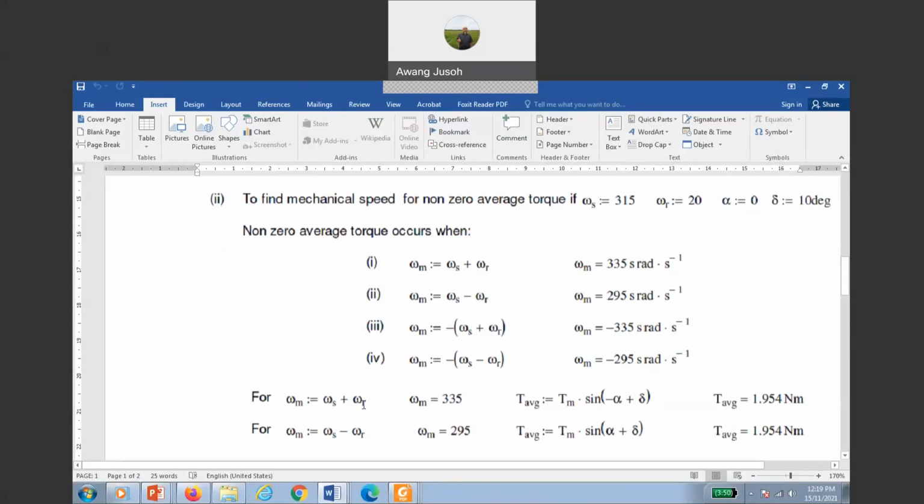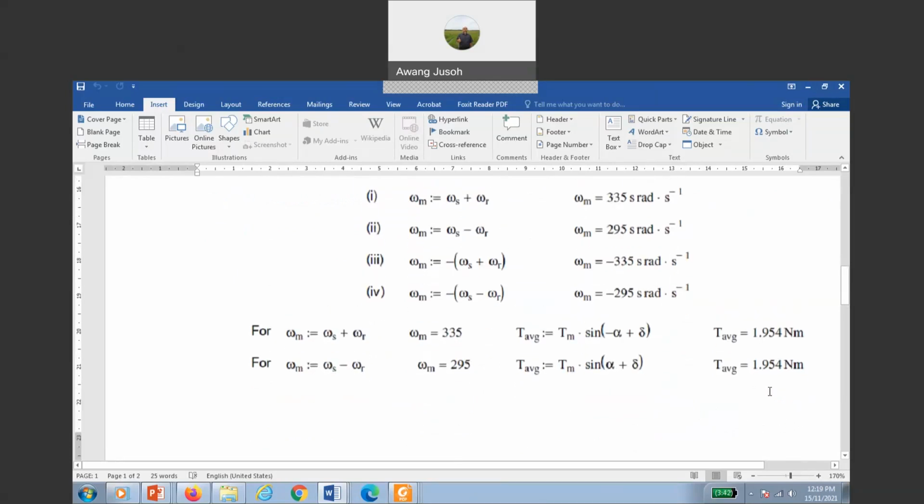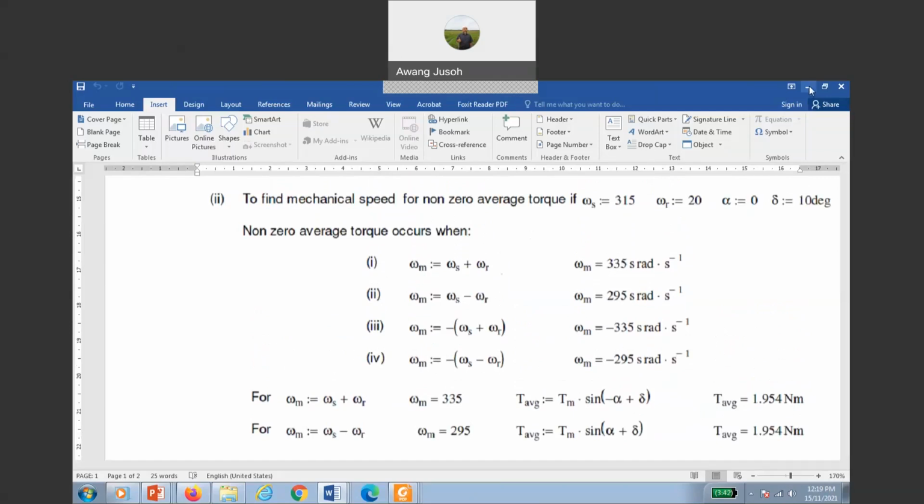And again, you can find the average torque at each speed. When the motor speed equals Ws plus Wr, which is 335, then the average torque equals 1.956 Newton meter. That's the average torque produced. And when the motor speed equals 295, which is the difference between the speeds, the average torque equals 1.954 Newton meter. I think that's okay for number 2.